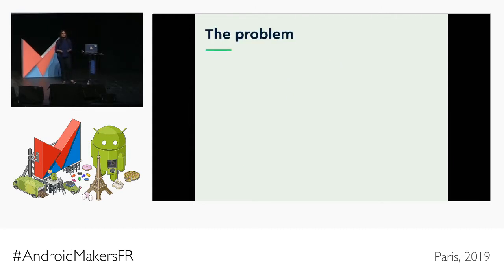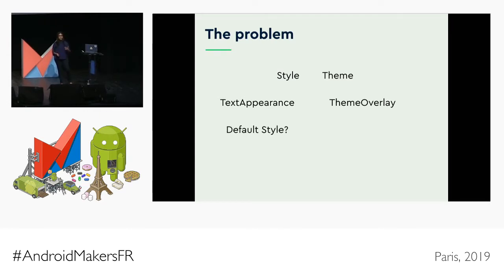So why are we even talking about the Android styling system? Is there a problem? When it comes to styling, you have a lot of choice, but this can also cause some confusion. For example, you may use a style, a theme, a text appearance, a theme overlay, a default style, which might be applied even if you don't do anything.